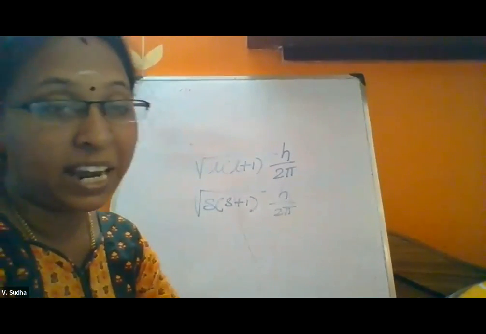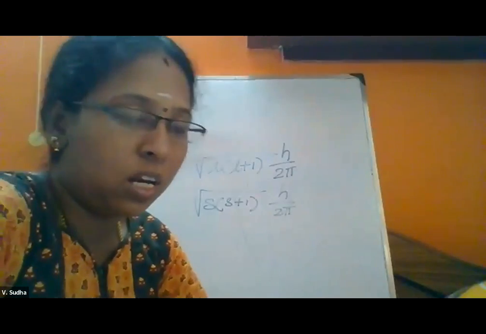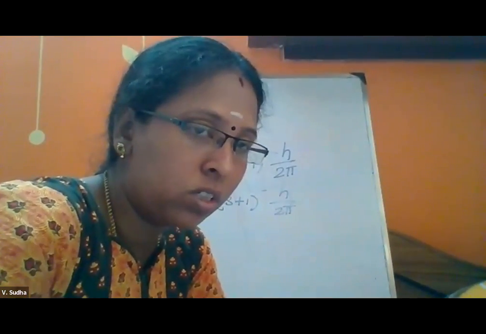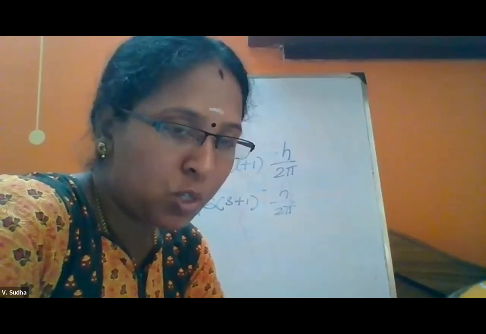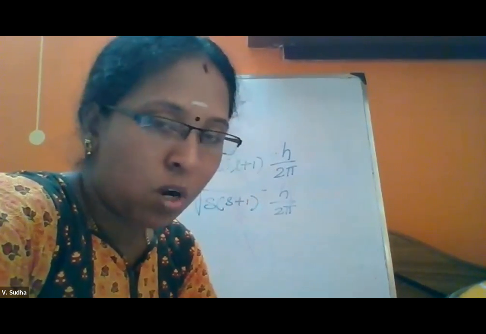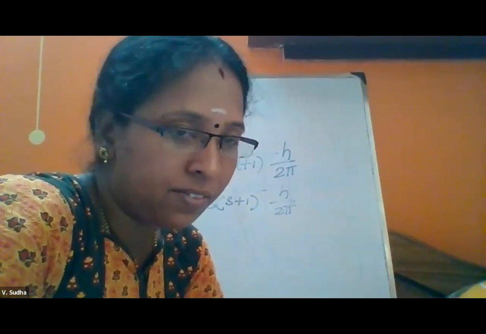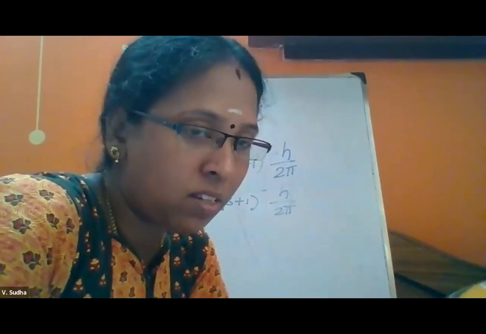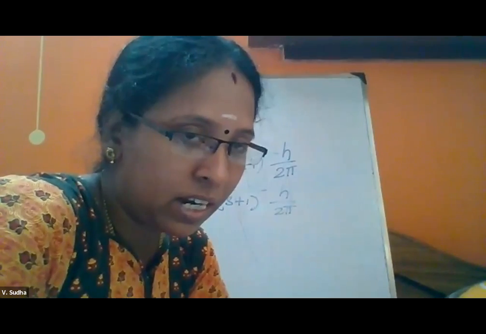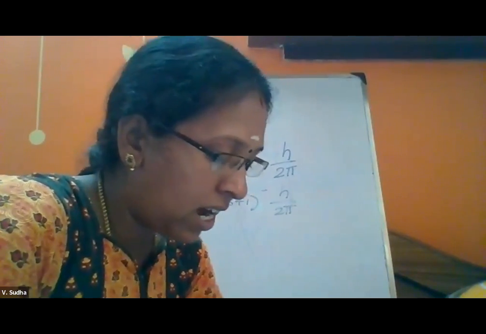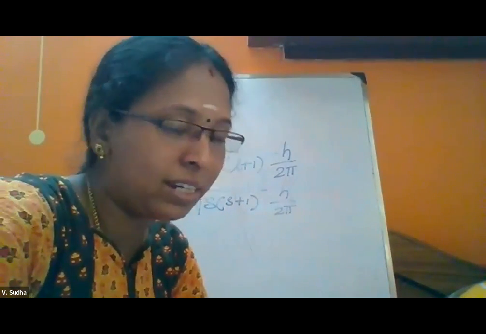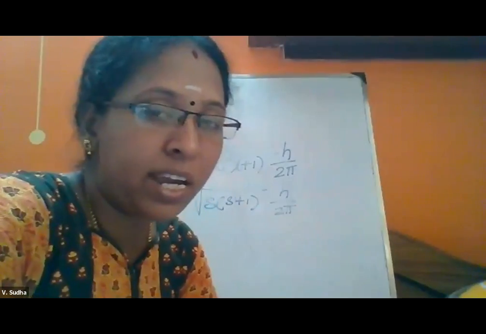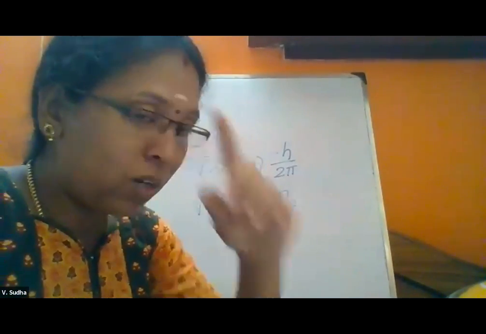The next one. For nth shell, number of subshells equal to small n. Number of orbitals equal to n square. If they ask for the number of subshells, the answer is the same as the shell number, okay? For shell and subshell it is the same. If they ask the number of orbitals, it is n square. Maximum number of electrons, 2n square.